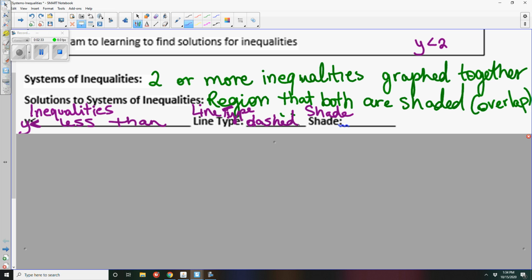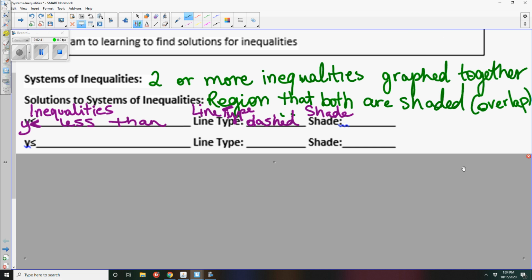Now, with the shading. Shading's always in reference to our y-axis because it starts off with y. So how does our y-axis run? Up and down. So if you think about your y-axis running up and down, where's going to be less than? Up or down? Down, because less than is going to be down. So we're going to shade below the line or down, however you like to say it.